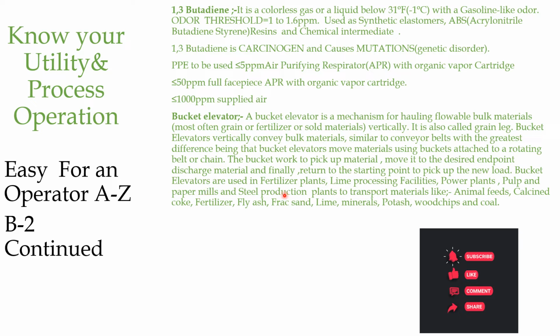Bucket elevators are used in fertilizer plants, lime processing facilities, power plants, pulp and paper mills, and steel production plants to transport materials like animal feeds, calcined coke, fertilizer, fly ash, frac sand, lime minerals, potash, wood chips, and coal. Mainly it is used in solid handling plants and also in petrochemical plants where limestone is used. Coal is used in power plants.